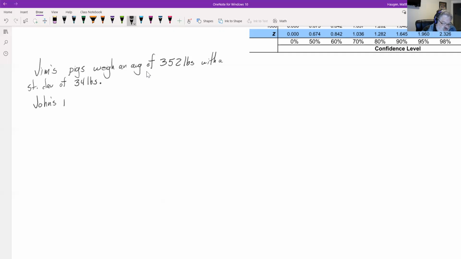John's pigs, Jim and John. I had cousins, they were brothers named Jim and John. It was always just weird. Could not have been more creative.